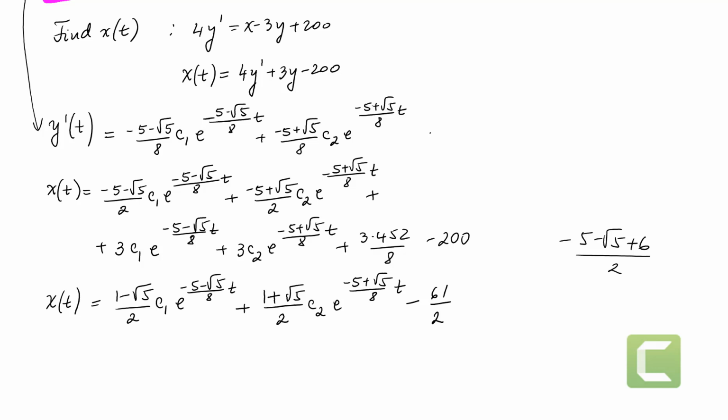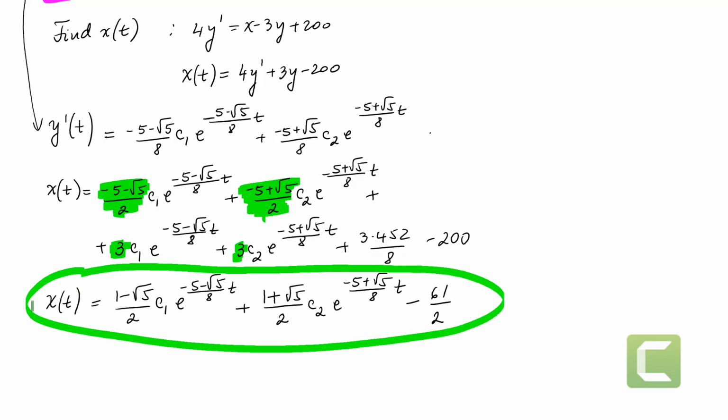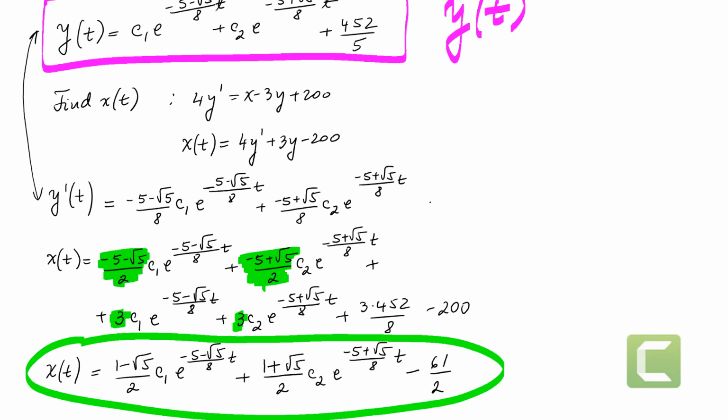And I simplified it here. I actually combined this one because they are like terms with this one, and this piece here with this piece, and this is x of t. So x of t and y of t were computed. I hope it helps.